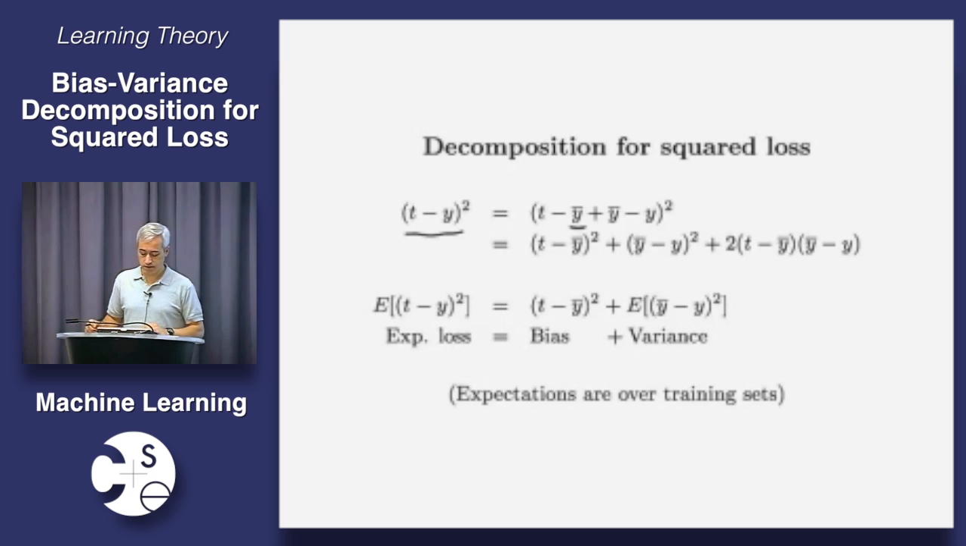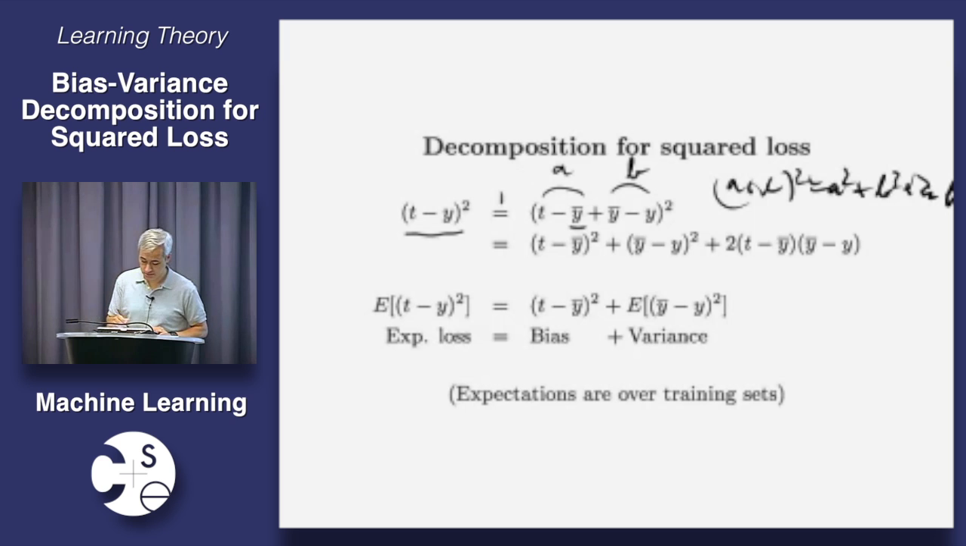Right. So let me just add and subtract this y bar. So all I did from the left to the right of this equality was subtract y average and add y average. So this is still the same thing as before. And now I'm just going to expand the square, thinking of t minus y bar as a, and y bar minus y as b. So a plus b squared is a squared plus b squared plus 2ab. Just simple algebra so far.